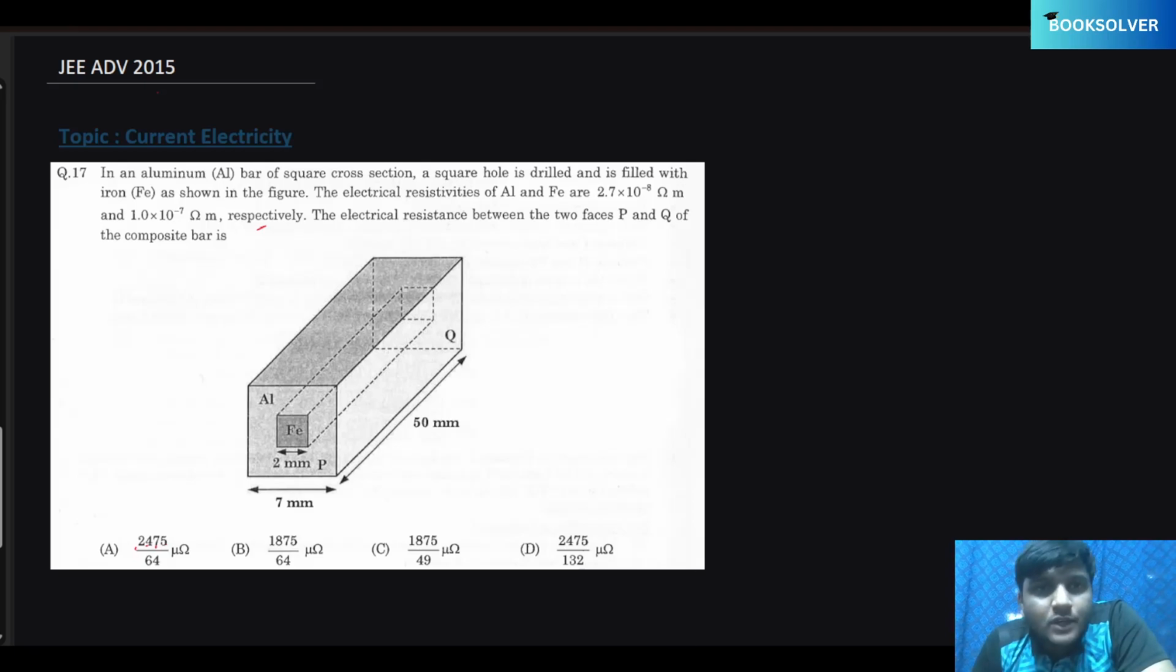Hello everyone. So today we are solving another question of JEE 2015. This is on the topic of current electricity. So let's read the question.